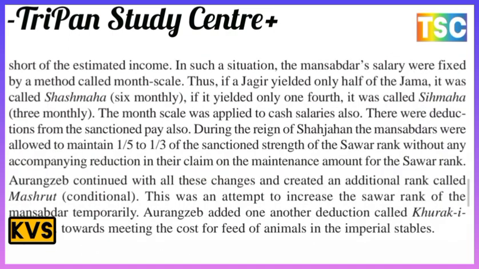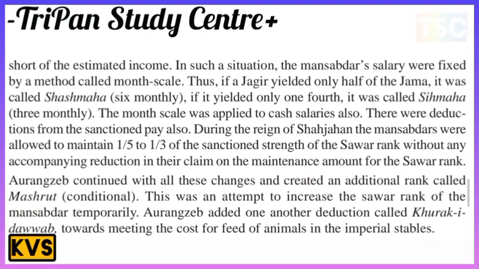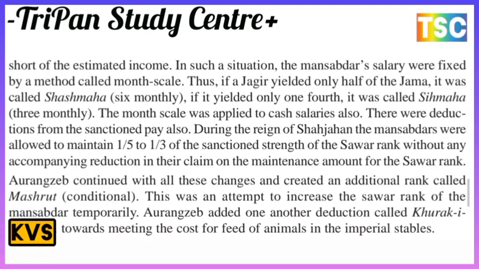In such a situation, the Mansabdar's salaries were fixed by the method called the month scale. Thus, if a Jagir yielded only half of the Jama, it was called Shashmaha, or six-monthly. If it yielded only one-fourth, it was called Sihmaha, or three-monthly. The month scale was applied to the cash salary also.